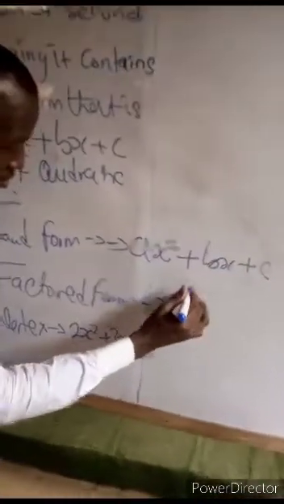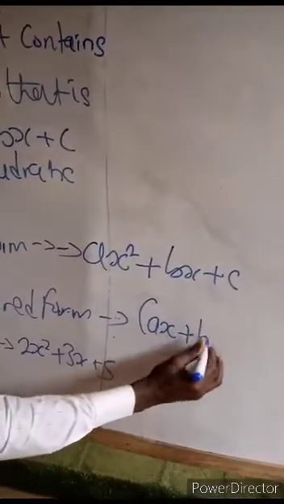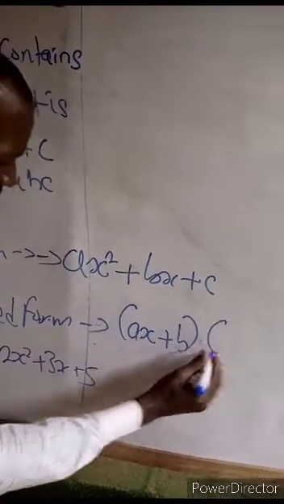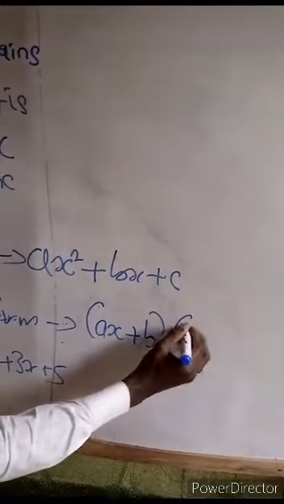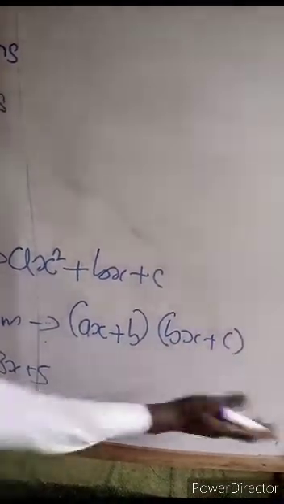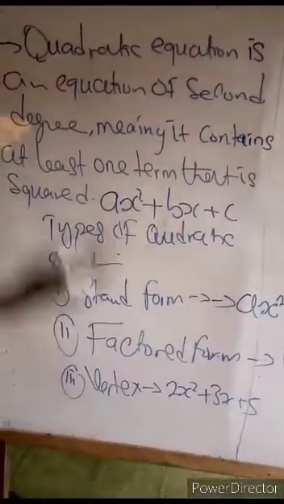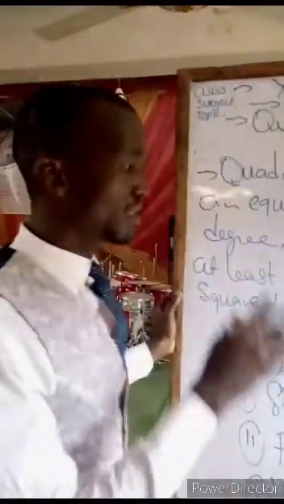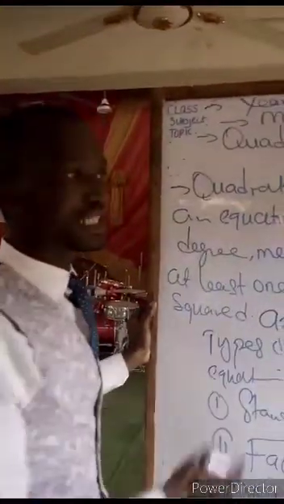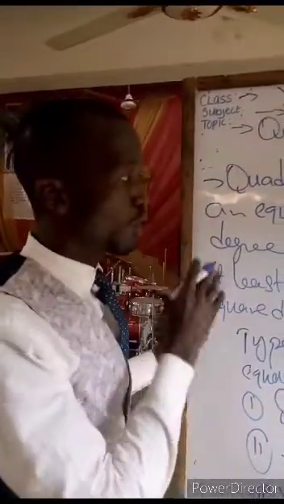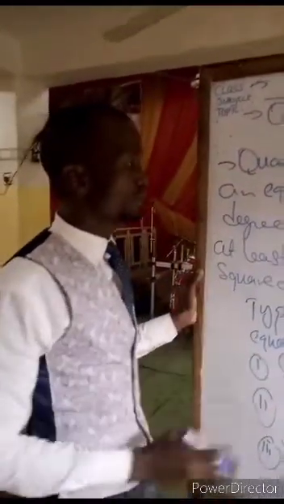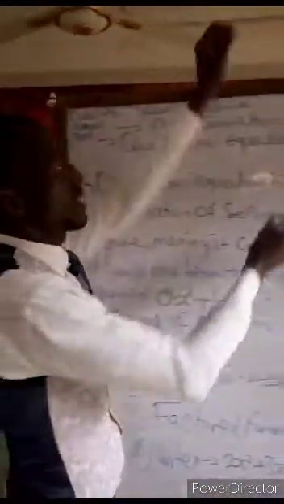Then under the third one, the factors form, we have a into bracket x plus b, then we also have the second bracket, which is going to be x plus c. That's the factors form. These are the 3 forms in quadratic equation. Having said that, the word quadratic was derived from a Spanish word. The propounder of the word quadratic, we call him Francos from France. So after this, we're going to take an illustration.